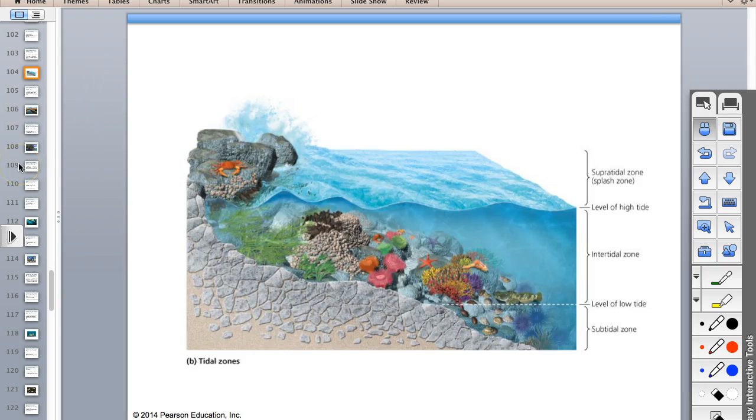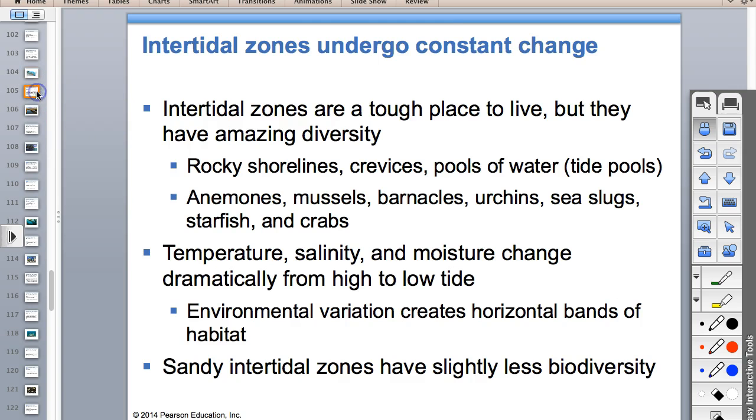If we look here, this is the intertidal zone between the high tide and the low tide, and the supertidal is above that. That's not very important, but it's just in between the high tide and low tide. And it's a lot more interesting when you have a rocky coastline.